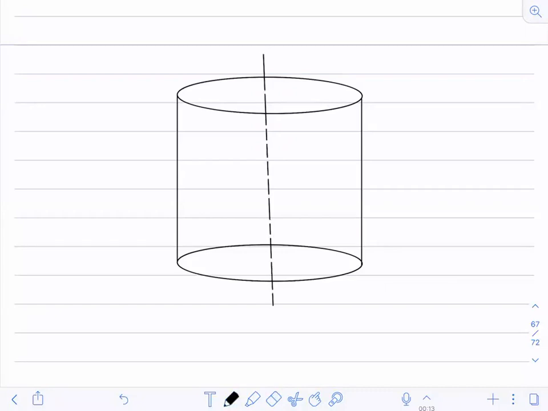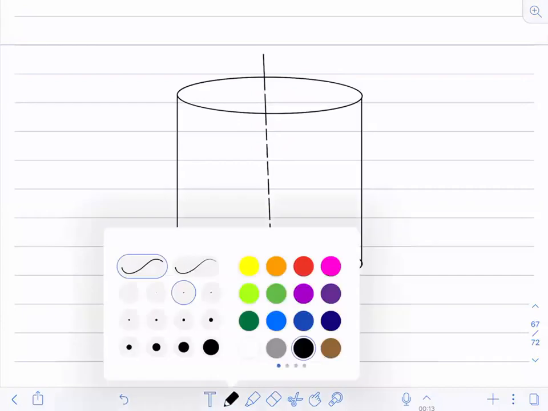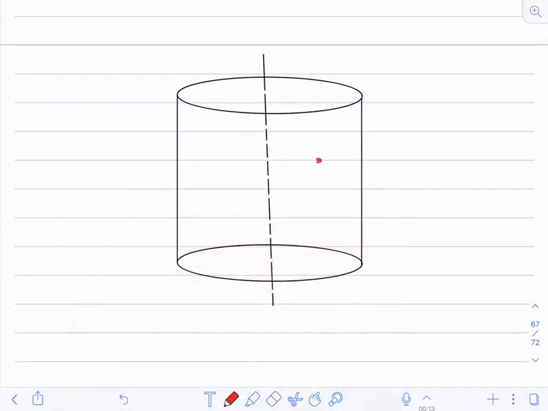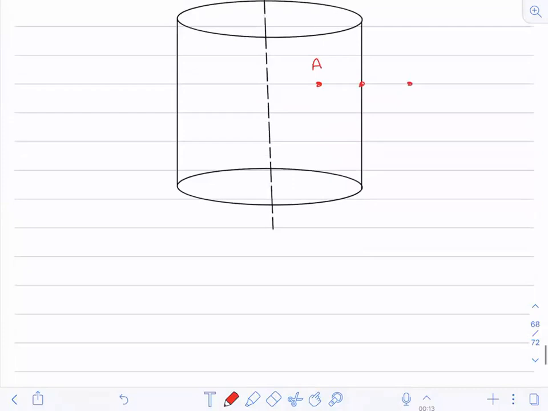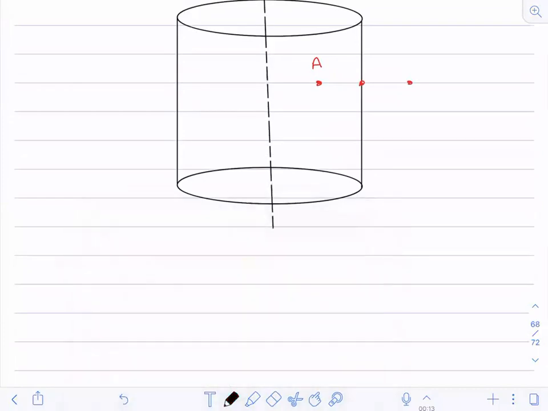Suppose this is the axis, and we are considering the points now. First point A is here. The second point B is here. And the third point C is here. Now I want to draw the graph of B, which is magnetic field, versus r. How will you draw the graph? I'm trying to draw all the graphs at one place only.